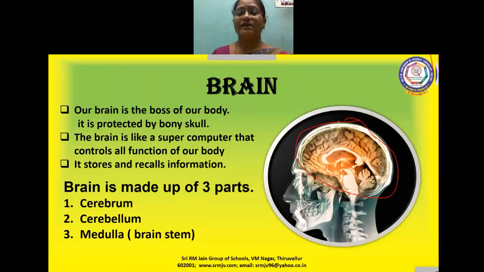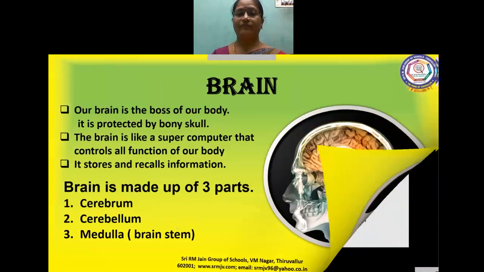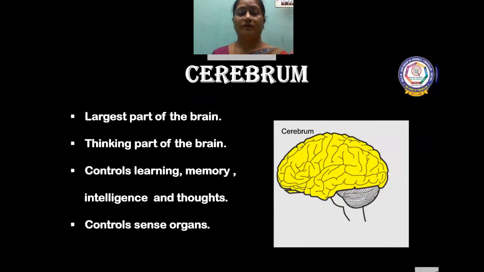Our brain is made up of three different parts. Each part has its own work to do. They are the cerebrum, cerebellum and medulla. The medulla is also called the brain stem. Let us see about the cerebrum.